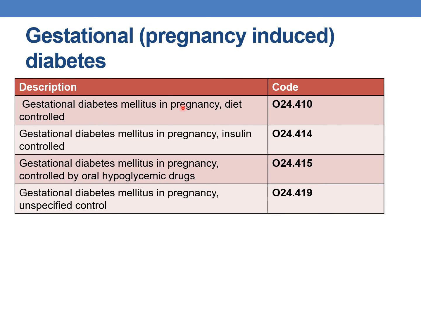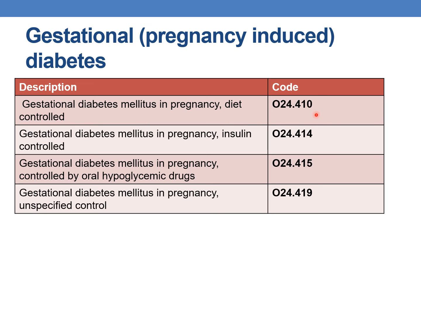Now coming to the codes for gestational diabetes mellitus. Gestational diabetes mellitus in pregnancy, diet controlled. Because it occurs only in the second and third trimester, there is no trimester specification. Whereas the gestational diabetes mellitus is further categorized based upon the control, whether it is diet controlled, insulin controlled or oral hypoglycemic controlled, etc. So for gestational diabetes in pregnancy, if it is diet controlled, the code is O24.410.